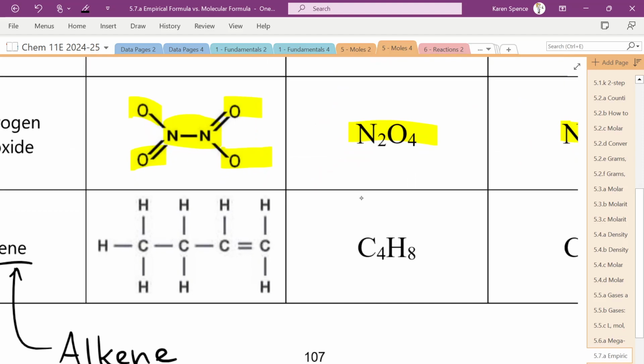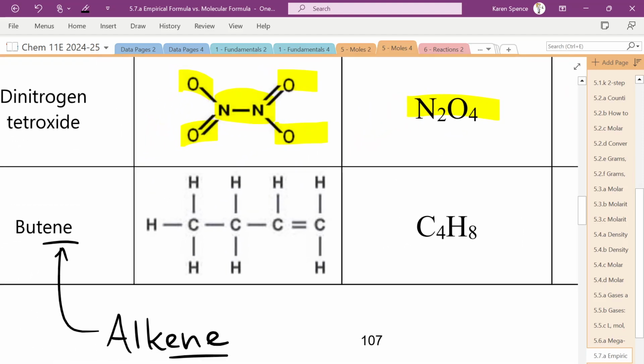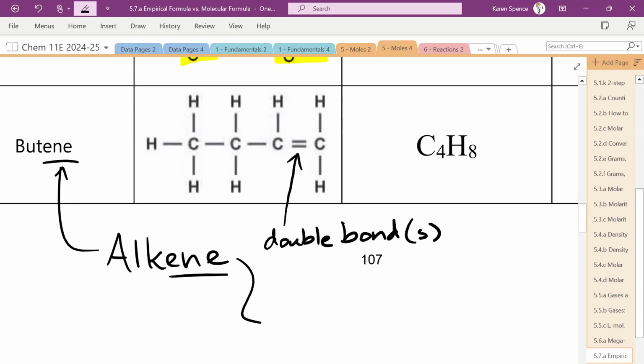Butene is an alkene, and what's different in our alkene? There is a double bond. So alkenes are carbon plus hydrogen, and there's going to be one or more double bonds.